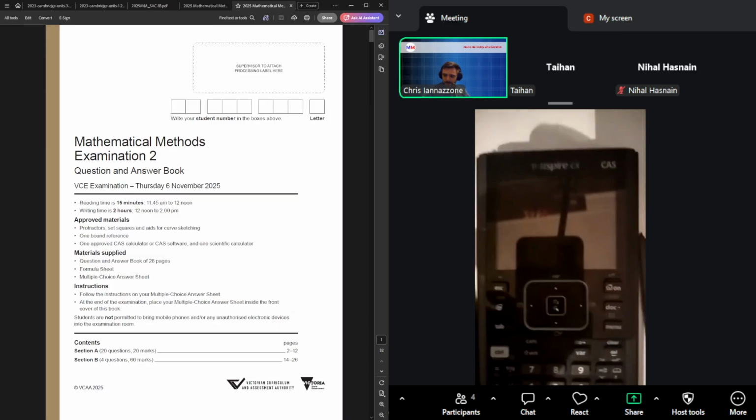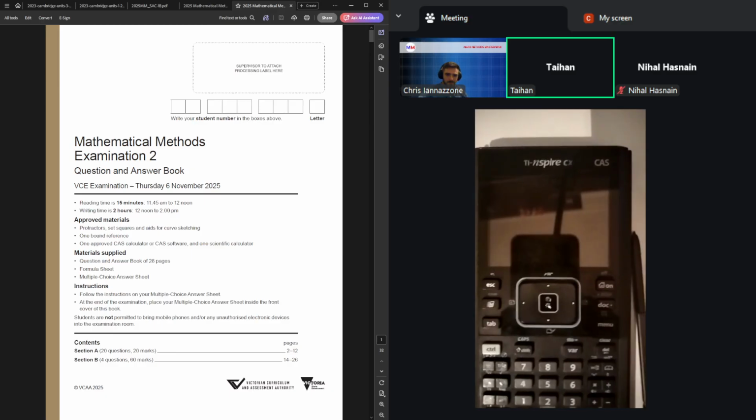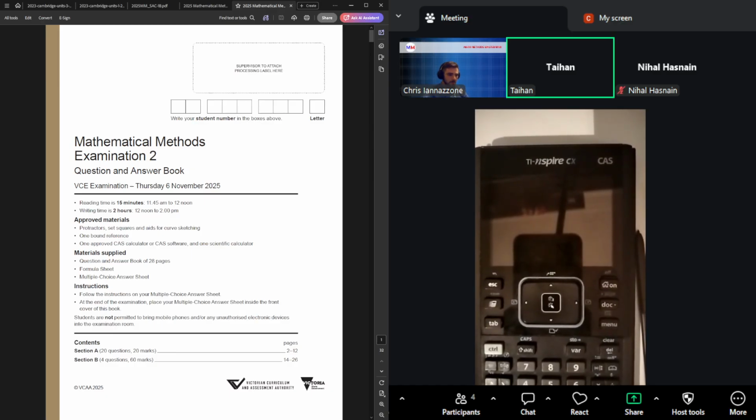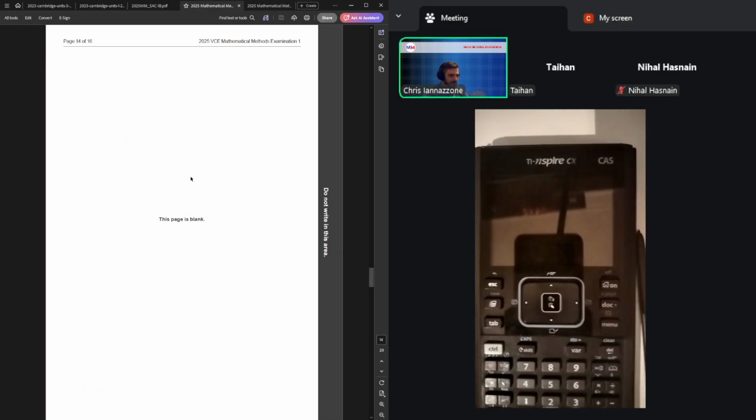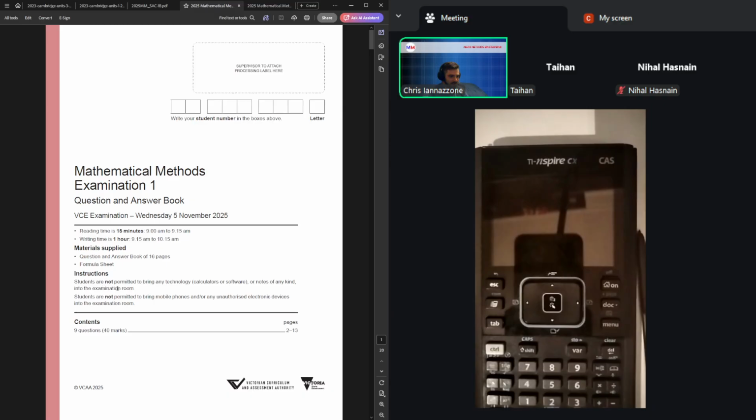Anything further? Wait, for the Methods exam, can you take in a CAS and a scientific? Yeah, you can bring in a CAS and a scientific. It's a bit weird. I don't see why you'd bother with the scientific if you've got the CAS. Maybe as a backup in case your CAS dies. God forbid. But yeah, tech free, you've got none of that. No tech, no notes, no phones. Oh, no bound reference? No, definitely no bound reference. Never has been for tech free.